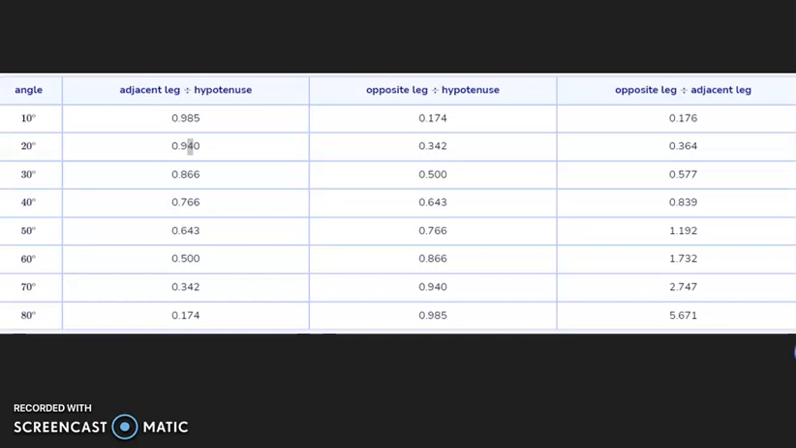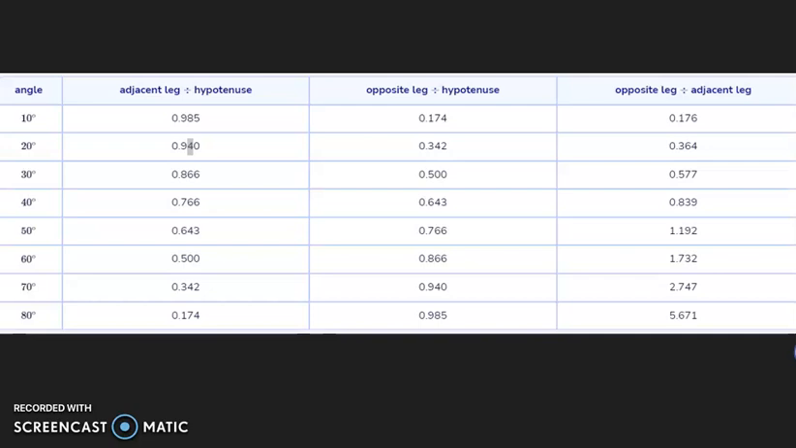So hopefully you notice that the two numbers are switching places, and that doesn't only happen in the 20 and the 70, but it also happens in the 10 and the 80, the 30 and the 60, and the 40 and the 50. So the relationship between that pair of angles, 20 and 70, as well as 10 and 80, 30 and 60, and 40 and 50, is that these two angles add up to 90 degrees, or are complementary.